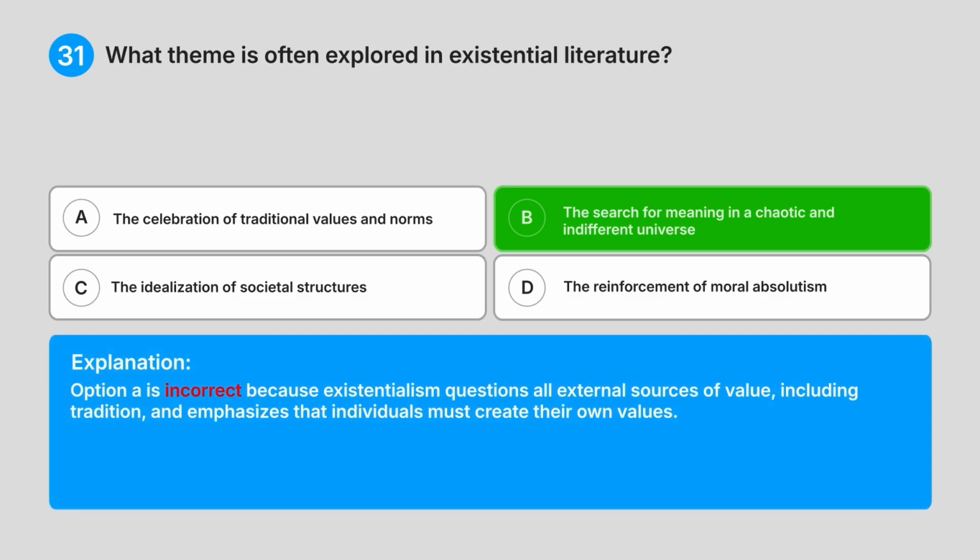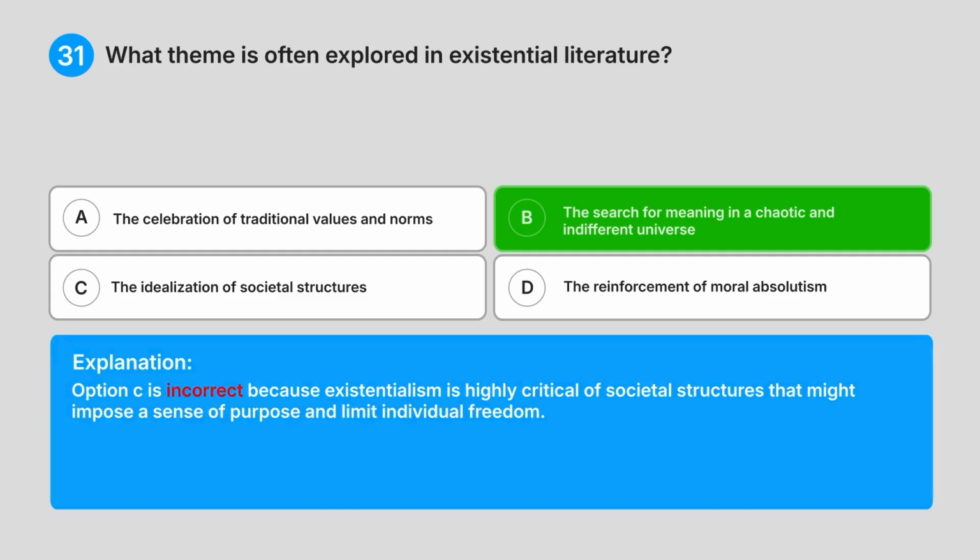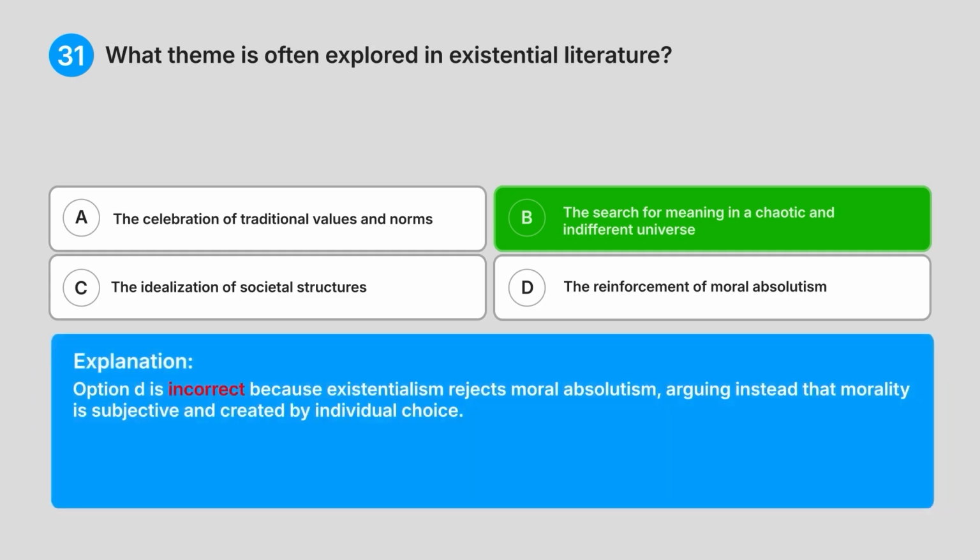Option A is incorrect because existentialism questions all external sources of value, including tradition, and emphasizes that individuals must create their own values. Option C is incorrect because existentialism is highly critical of societal structures that might impose a sense of purpose and limit individual freedom. Option D is incorrect because existentialism rejects moral absolutism, arguing instead that morality is subjective and created by individual choice.